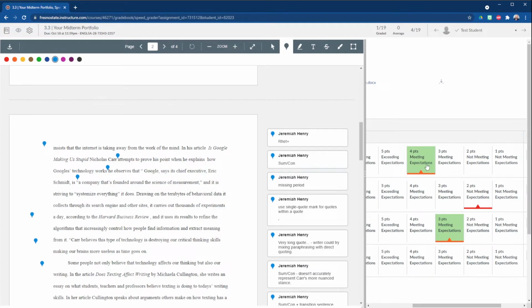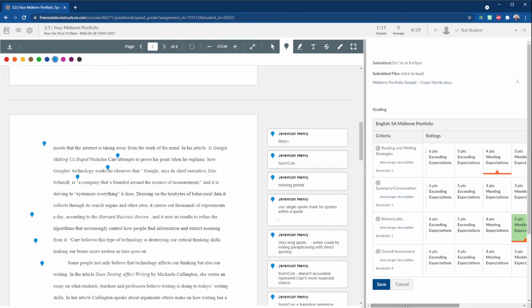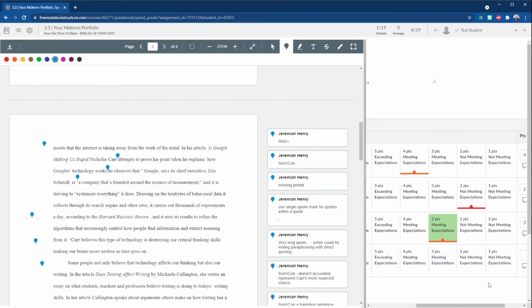Okay, so if I take all of these together, I don't need to do a mathematical average, like add these three things up and then divide by three, and then that's what the overall assessment is. I don't have to do it that way. Now I have a pretty good sense. Reading and writing strategies was a 4, summary conversation was a 2, rhetoricality was a 3. Overall, the portfolio I think is in the 3 range.